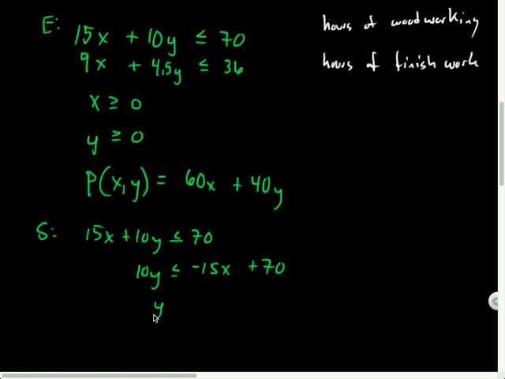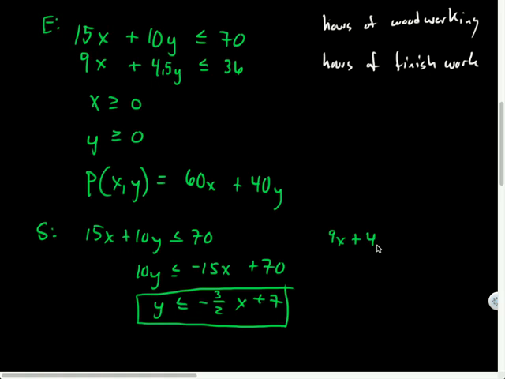Divide everything by 10. I don't have to flip that inequality, so that'll be negative 3/2 x because 5 went into both 15 and 10. And 70 divided by 10 is 7, so plus 7. Bam, there's one inequality done. Let's see, I think I can fit the other one right here.